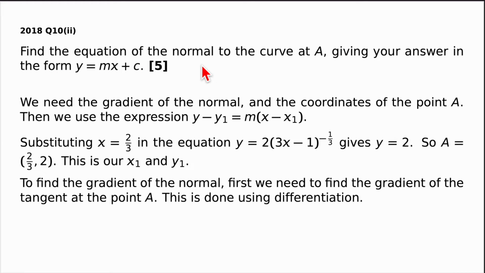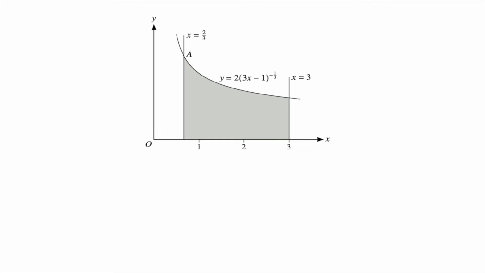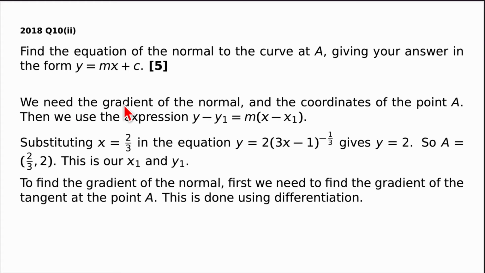I'll try to include an animation here, but this involves finding the value of the gradient of the tangent at the point A, and then from that finding the gradient of the normal at the point A. And then when we have the gradient of the normal and also the coordinates of the point A, we can just use the standard formula which gives you a straight line.